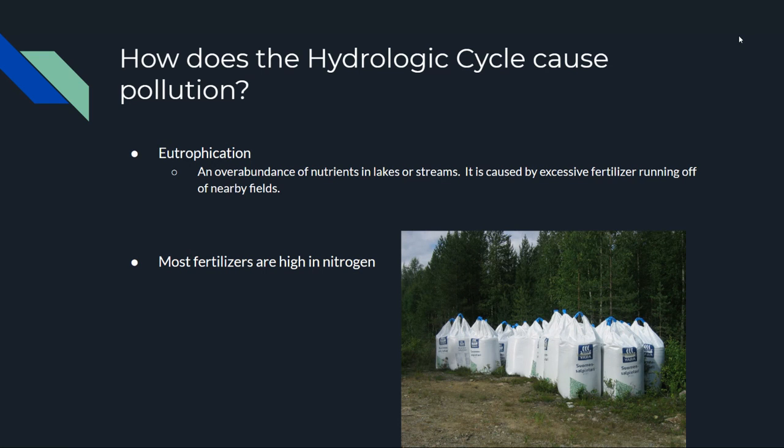All right, so how does a hydrologic cycle cause pollution? Eutrophication is the overabundance of nutrients in lakes or streams. It is caused by excessive fertilizer running off of nearby fields. Most fertilizers are high in nitrogen. Nitrogen, phosphorus, and sulfur are typically really high in fertilizers, with nitrogen being at the forefront.